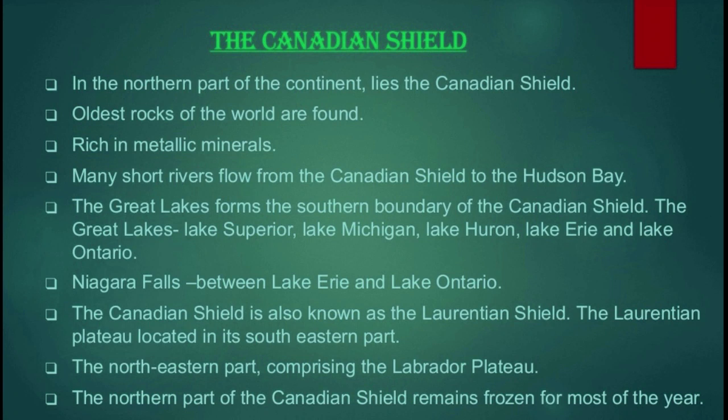Throughout the year, it experiences extremely low temperature. So that's why the northern part of North America experiences very low temperature. Due to that, most of the part remains frozen throughout the year. Now we can look at the important points of the Canadian Shield once again.